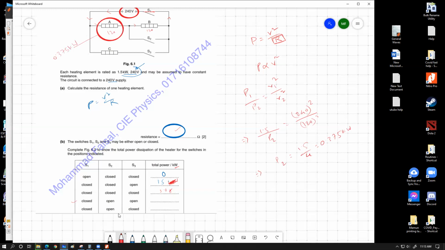We have such a drastic loss of power because of the lower voltage that we are able to provide for the series combination. One of them has 0.375, so this one will also have the same 0.375. So the total power of the whole heating combination, the part which is working, would be the sum of these two, which is 0.75 kilowatt. So the answer to this question is 0.75 kilowatt.